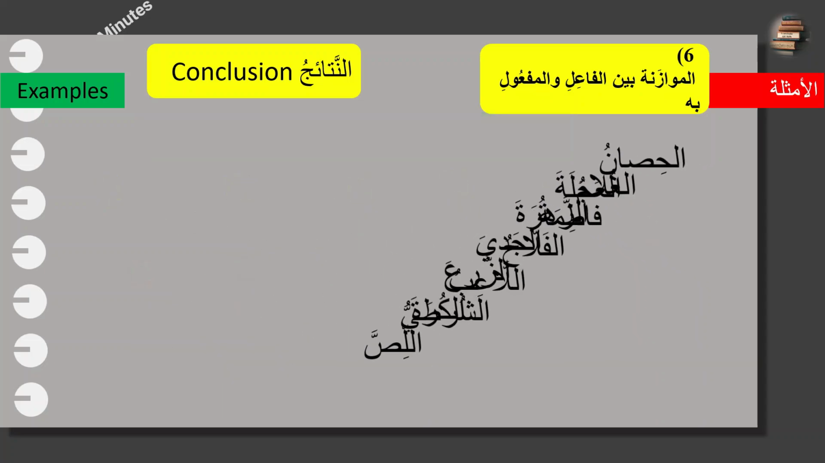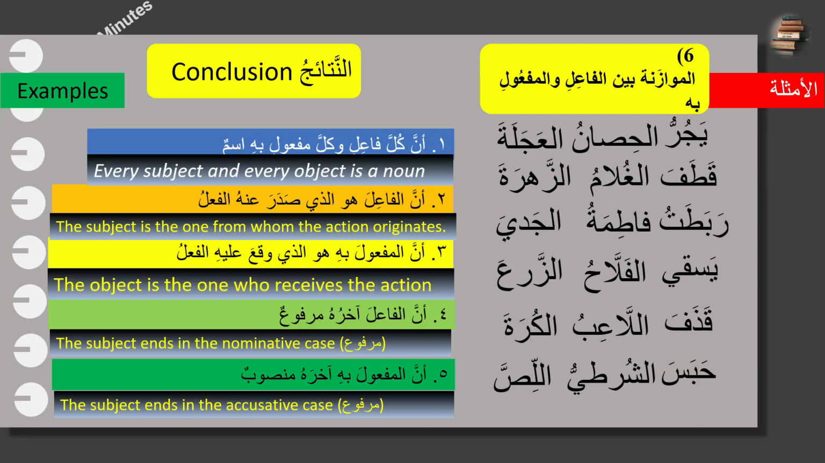Okay. So in summary, both the subject فاعل and the object المفعول به are nouns. So this is something they have in common. They're not verbs or particles, but belong to the category of ism, noun. The second point is the subject is the one who performs or initiates the action. أن الفاعل هو الذي صدر عنه الفعل. So the subject is the one from whom the action originates.